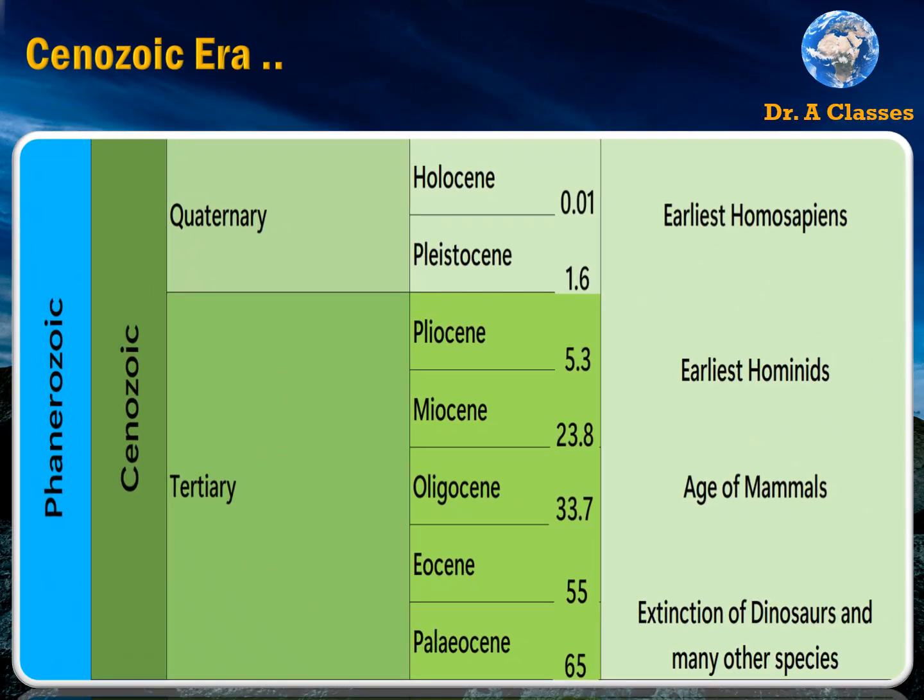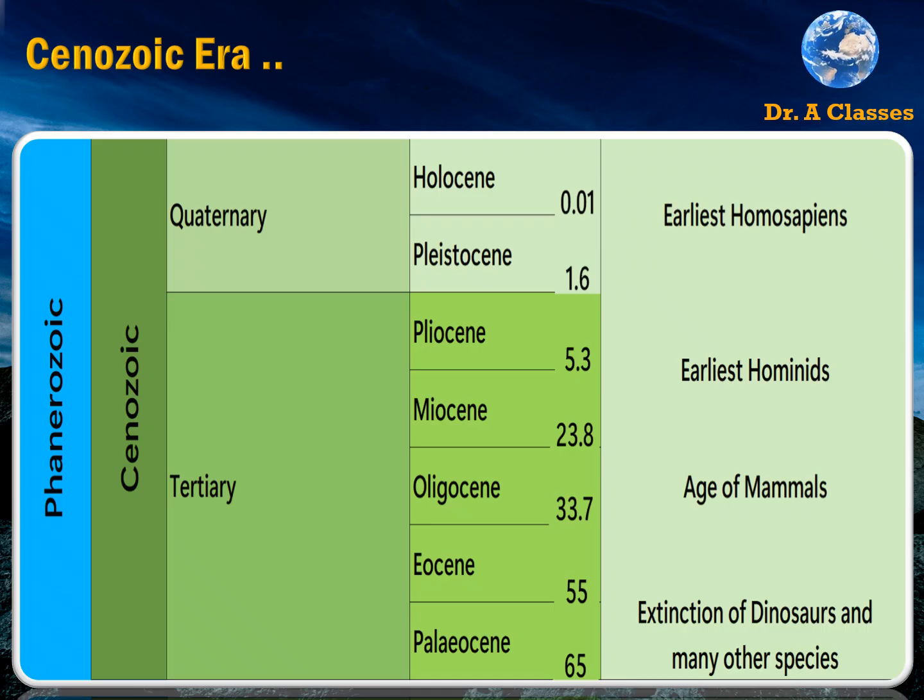Cenozoic era. The Cenozoic era, beginning around 65 million years ago, is known as the Age of Mammals. It starts after the extinction of dinosaurs and is divided into Tertiary and Quaternary periods. During the Paleocene, Eocene, Oligocene, Miocene, and Pliocene, mammals rapidly diversified and many modern groups of animals and plants evolved. The earliest hominids appeared in the late Tertiary.